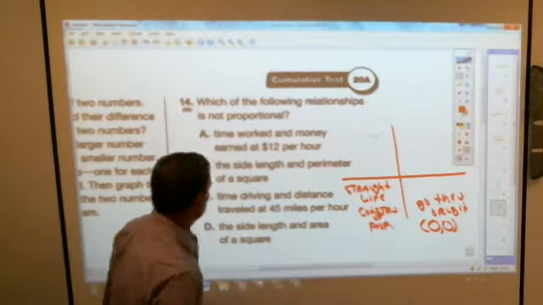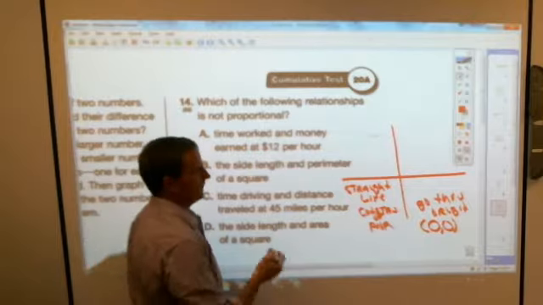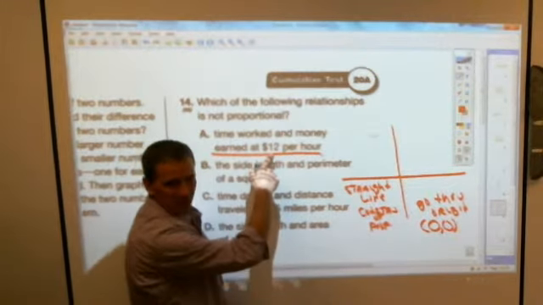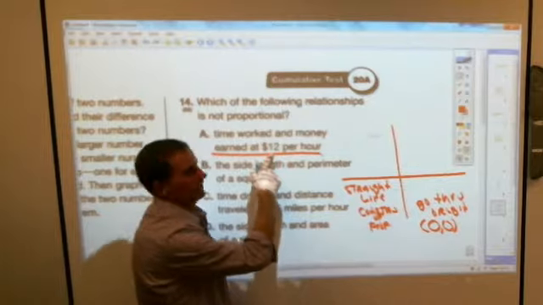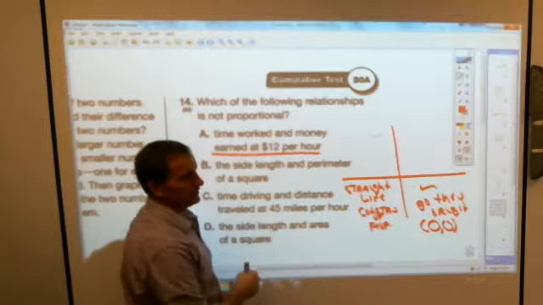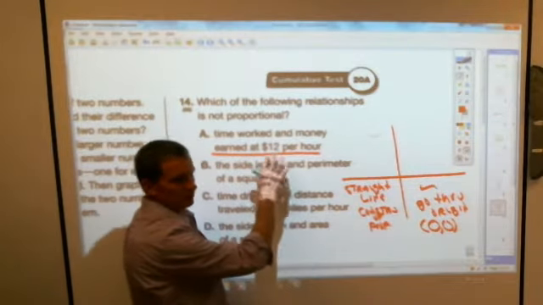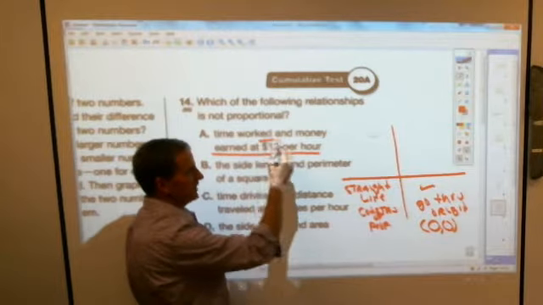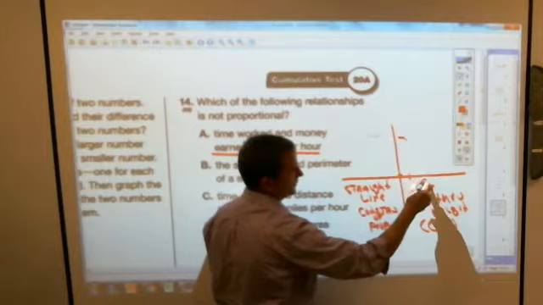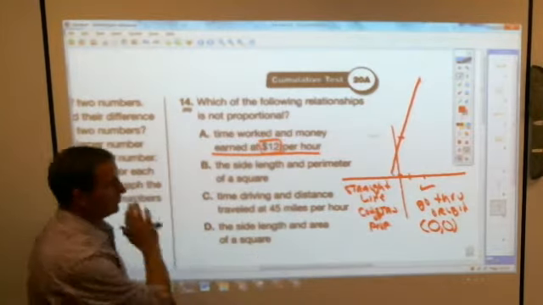So let's look at the instance they give you. The time worked and the money earned per hour. Ask yourself this. If you work 0 hours, do you get paid 0 money? Yes, so it fits this one. Is there some constant that you multiply every time? If you work 1 hour, you multiply that by 12. If you work 2 hours, you multiply it by 12. This is your constant of proportionality. If you graphed it out, 1 hour would be 12, 2 hours would be 24, and you get that straight line that goes through the origin.